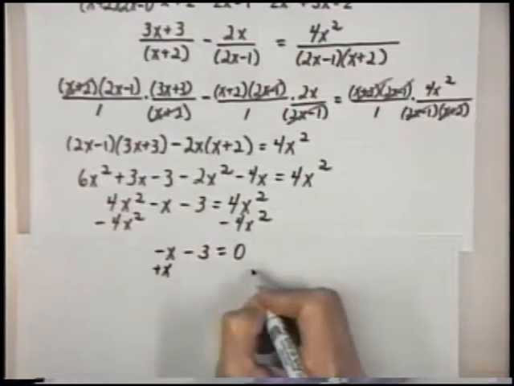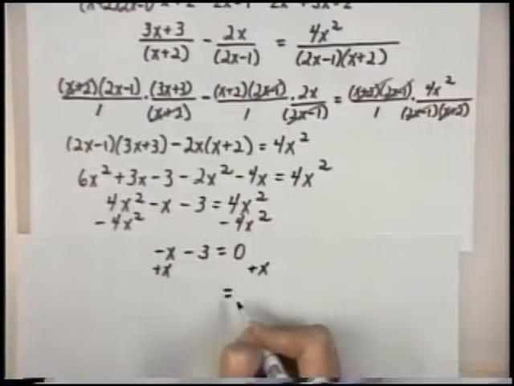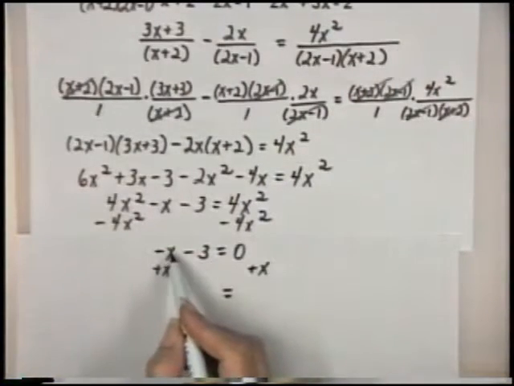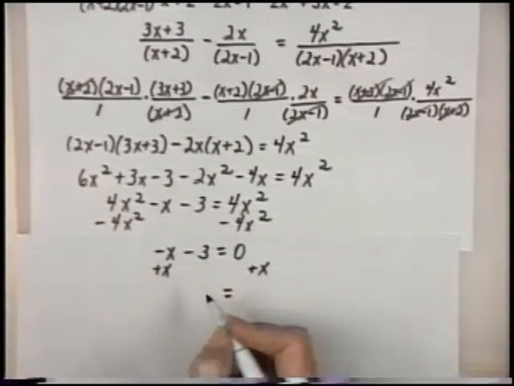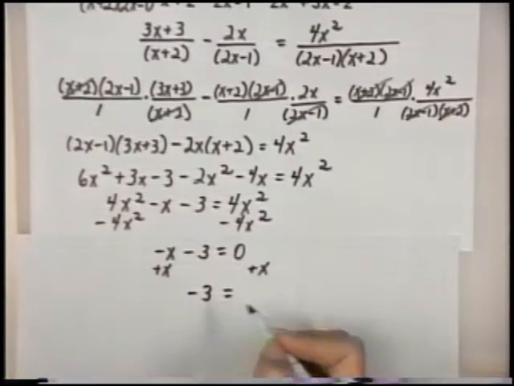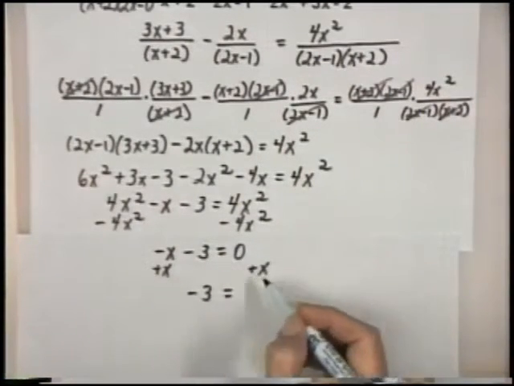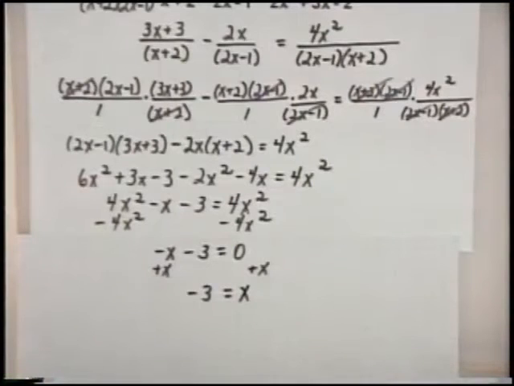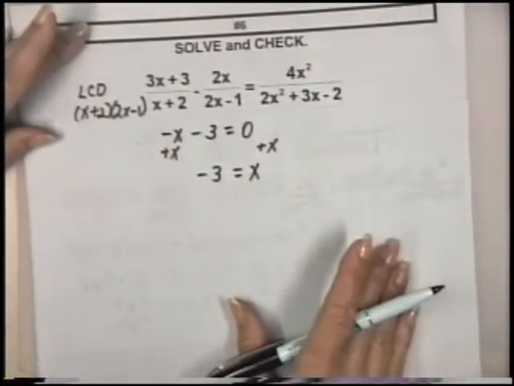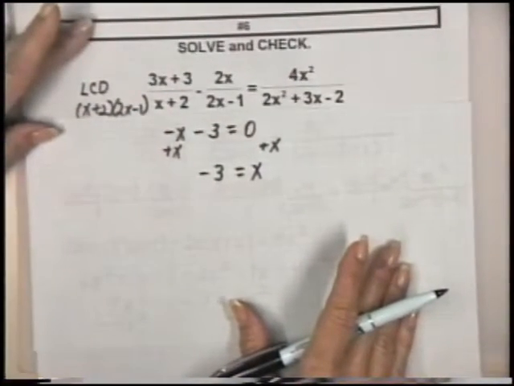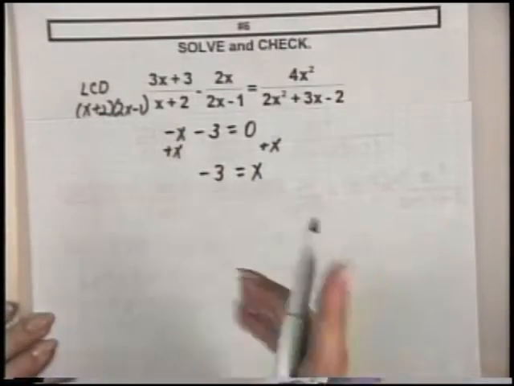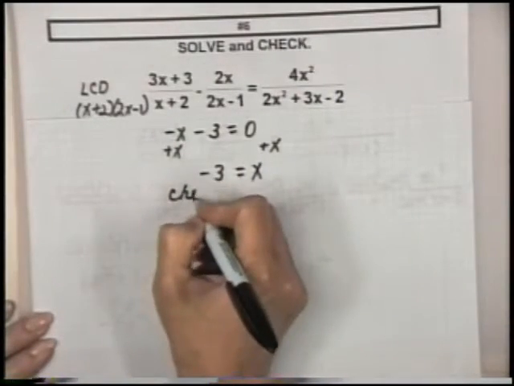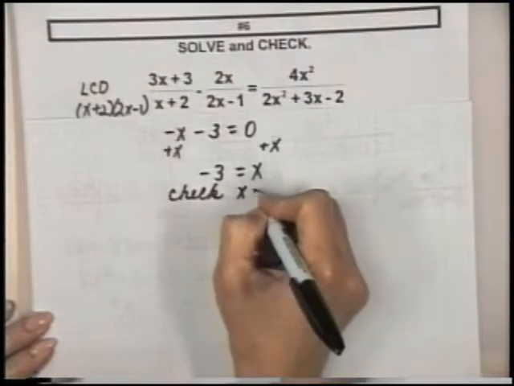I think the quickest way to solve it would be to move my x. So I will add the x to both sides of the equation. Minus x plus x is 0x. I'm left with negative 3 equals 0 plus x, which is x. So the solution of my resulting equation is x equals negative 3. But I need to check that in my original equation.